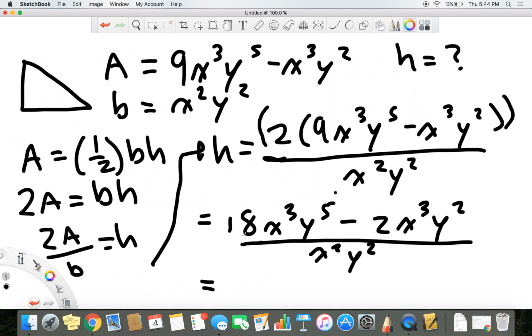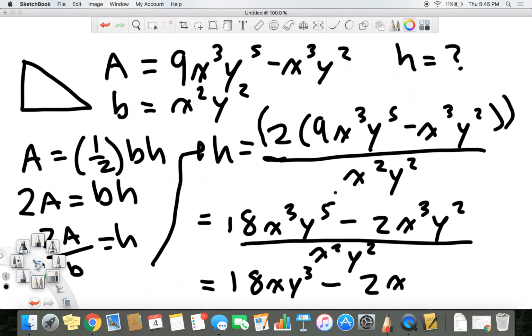So there's no coefficient, so the coefficients are going to stay the same. So we have 18, this is x cubed over x squared, so there's just one x left. And then y to the power 5 minus y squared, that's going to leave y cubed. Minus 2, it's going to be 1x left, and then no y's because they cancel out. So the height is going to be equal to 18x times y cubed minus 2x.